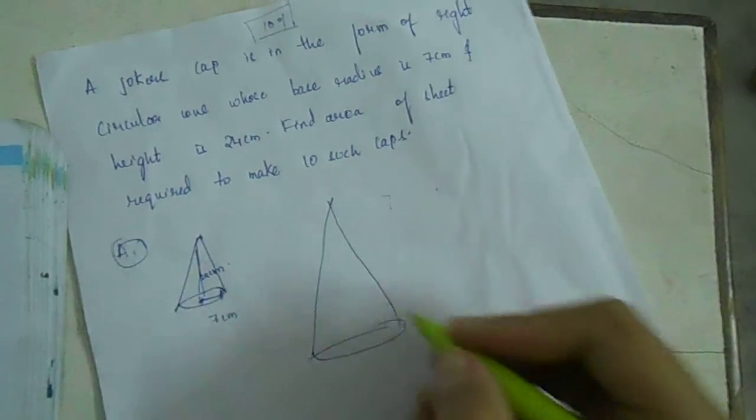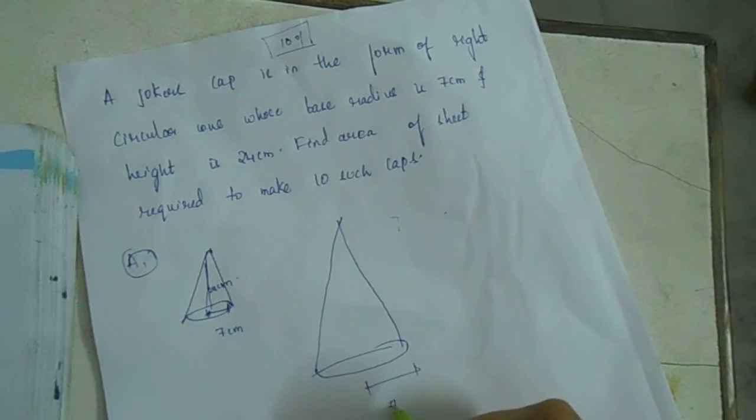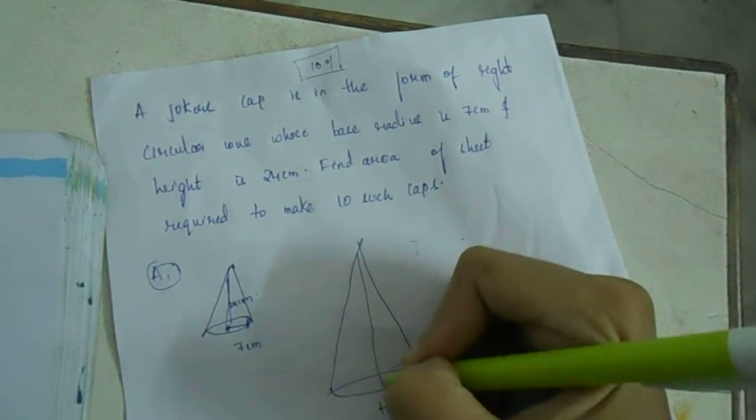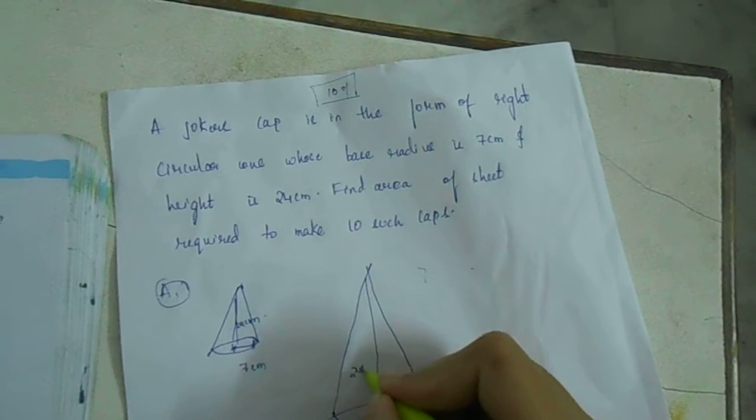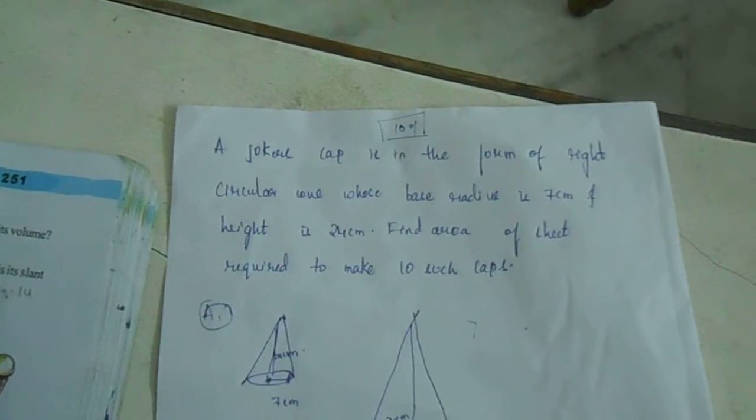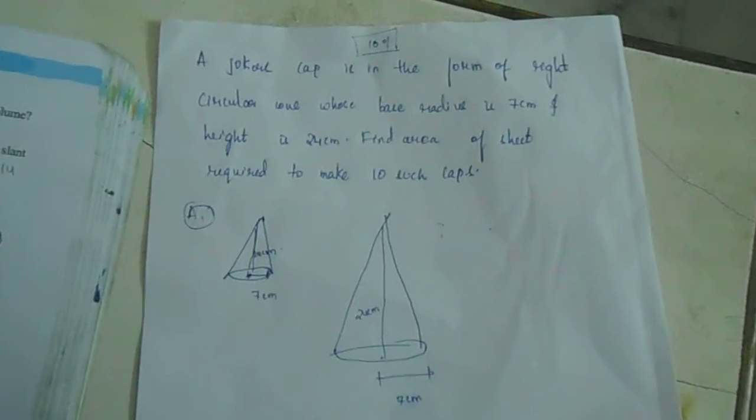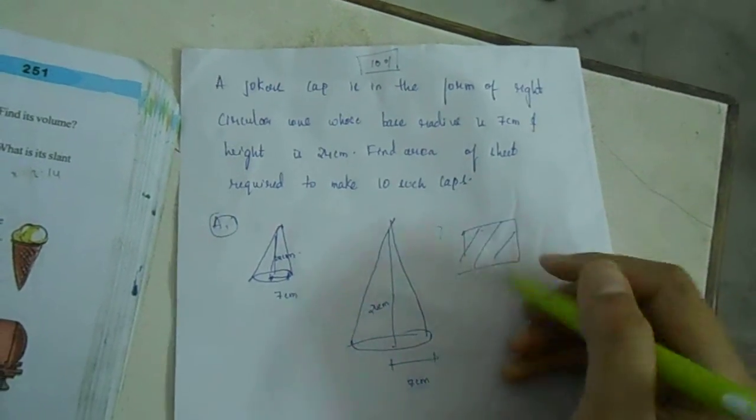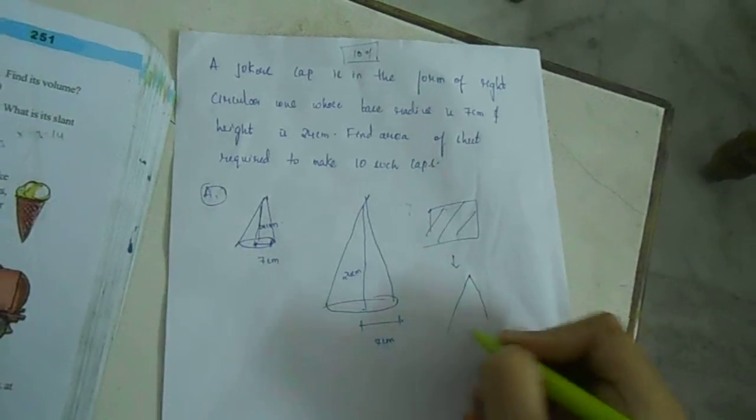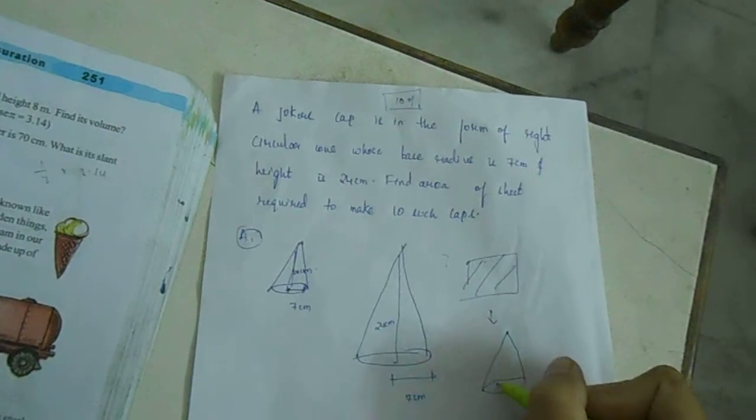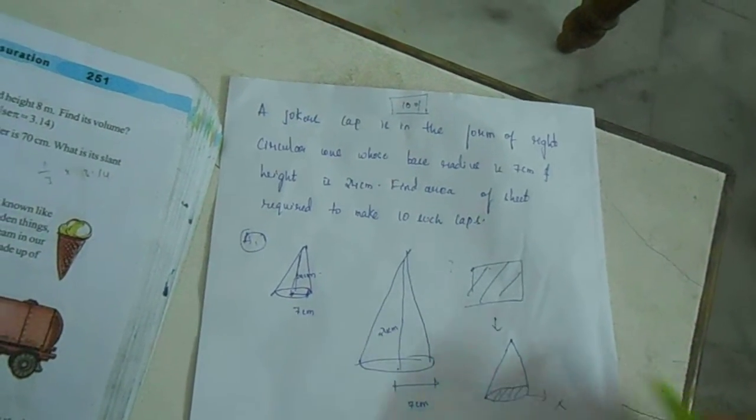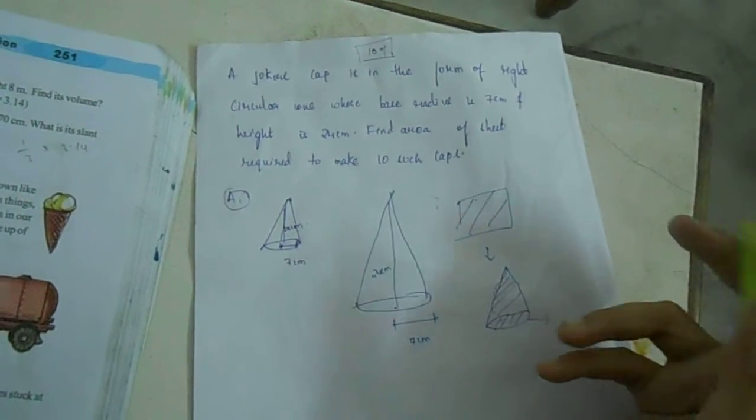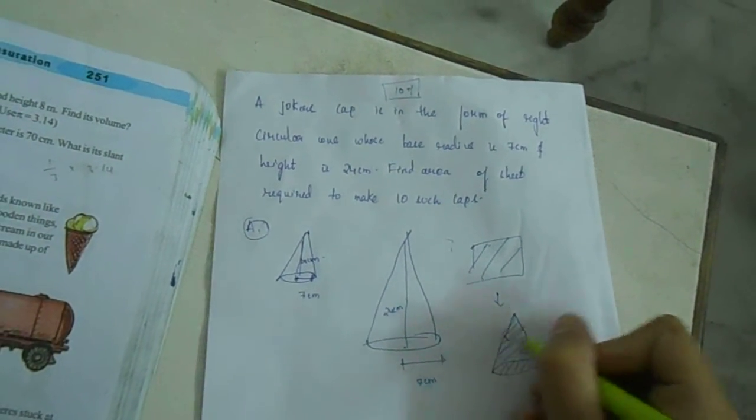So there is a cone and its radius is 7. Its height is 24 centimeters. Now, find the area of the sheet required to make 10 such caps. Basically, imagine that you have a paper in your hand and with that paper you are making a cone. You have this sheet, this random paper, and you're transforming it into some conical shape. This part is anyway empty, so it's gone.